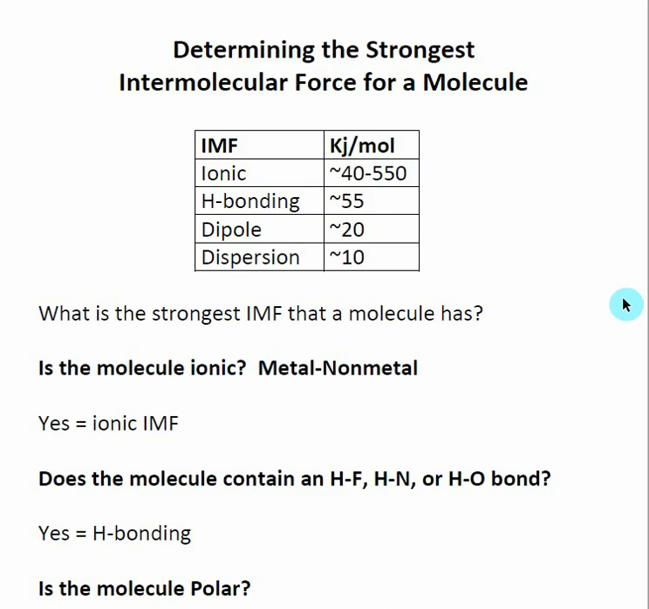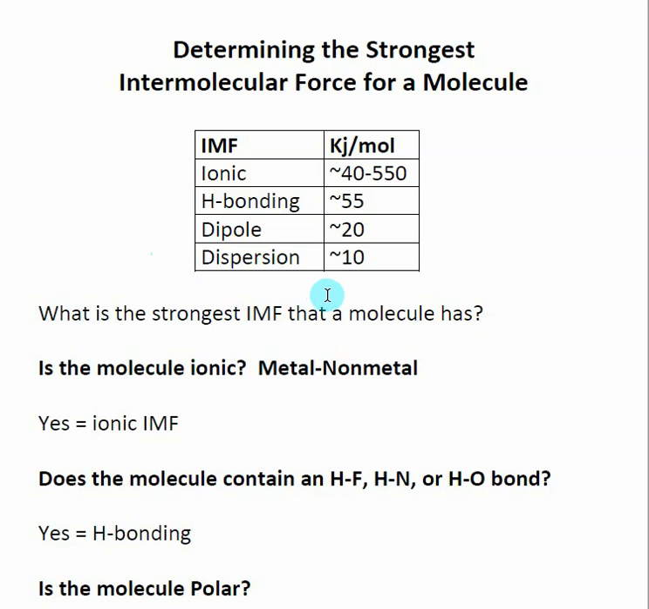So when we're trying to compare molecules in terms of their melting points and boiling points, what we're interested in is the strongest intermolecular force. That's the force that determines boiling point and melting point. To find the strongest intermolecular force, we're going to ask questions. Does the molecule have an ionic intermolecular force? If the answer is no, is it H bonding? If no, does it have a dipole? If no, then dispersion.